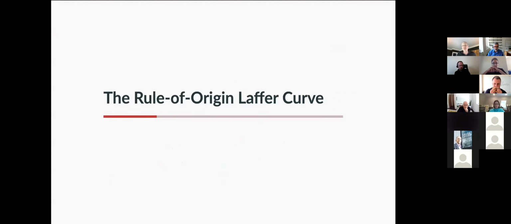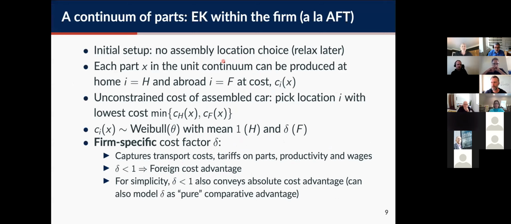All right, let me go through the model here. This is just going to be a competitive Eaton-Kortum model within the firm, very similar to the work that Paul and Felix and Teresa have done. We're not going to have, for now, the fixed costs and increasing returns to scale at the level of the firm, but we are going to have this endogenous assembly location choice, which I'll show you at the very end.